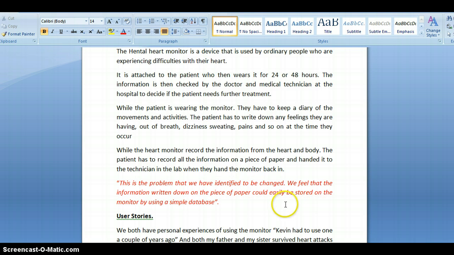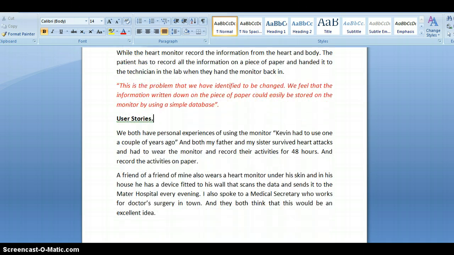We feel that the information written down on a piece of paper could easily be stored on the monitor by using a simple database. Now, a couple of user stories here from our own personal experiences. Kevin, the other guy on the team, had to use a heart monitor a couple of years ago, and this is where we got the idea from.